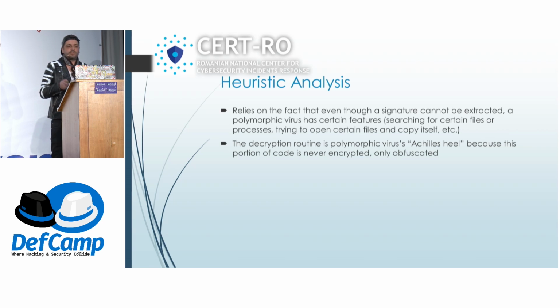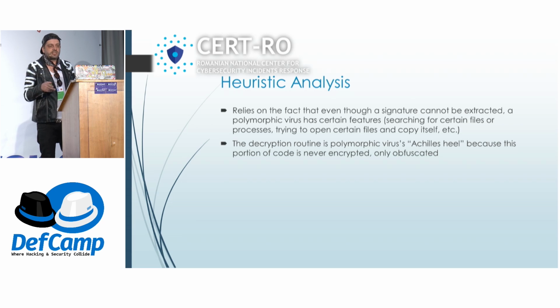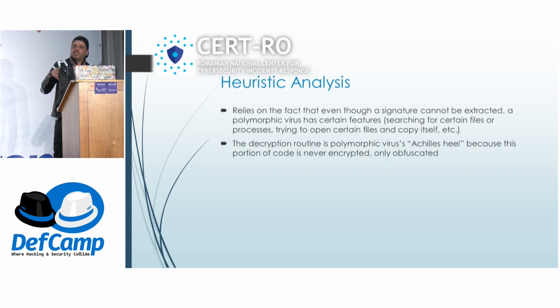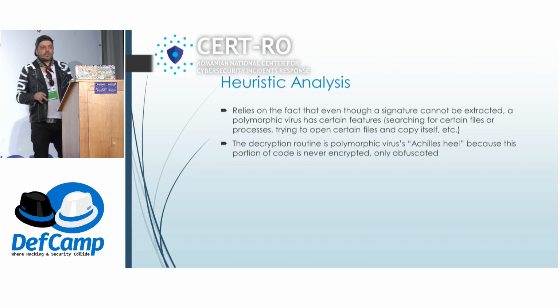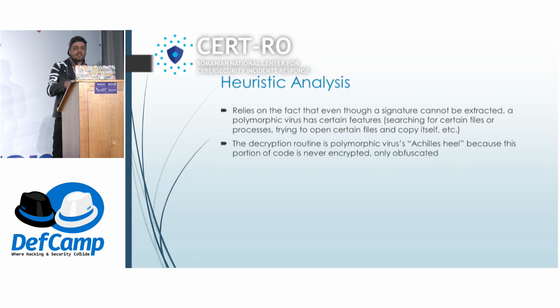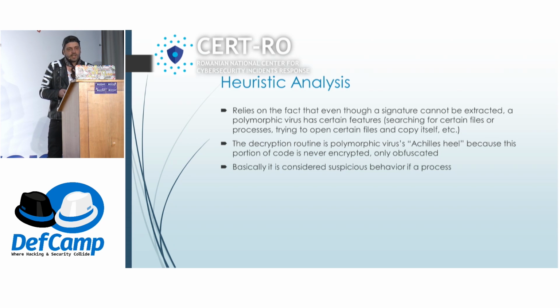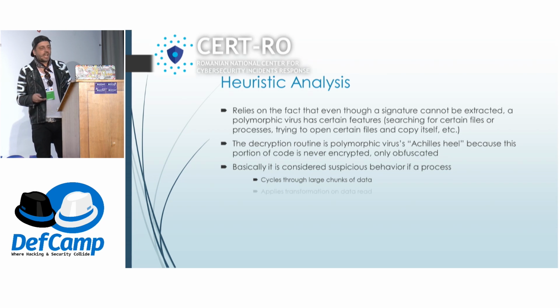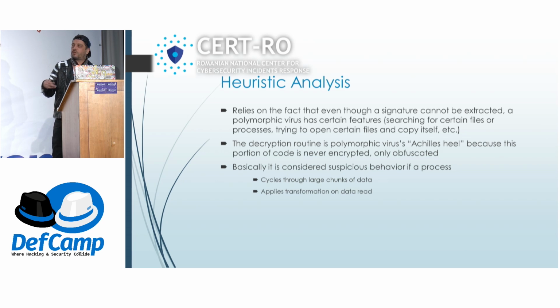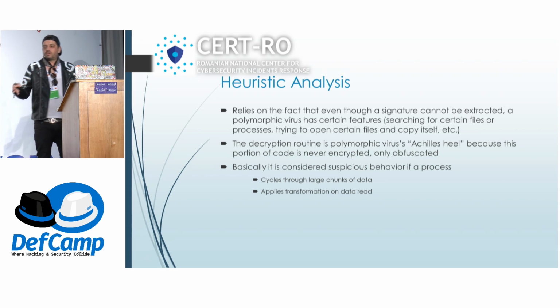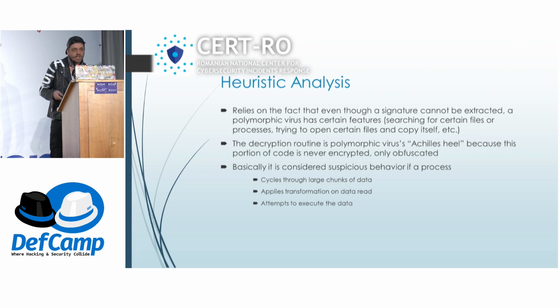The decryption routine of a polymorphic virus is, in fact, its Achilles heel, because this portion of code is never encrypted, only obfuscated. This means that the code is there, but you have yet to understand what is happening. So basically, it's considered suspicious behavior if a process cycles through large chunks of data, applies transformation on data read, like a decryption function, and then tries to execute the data that it read.